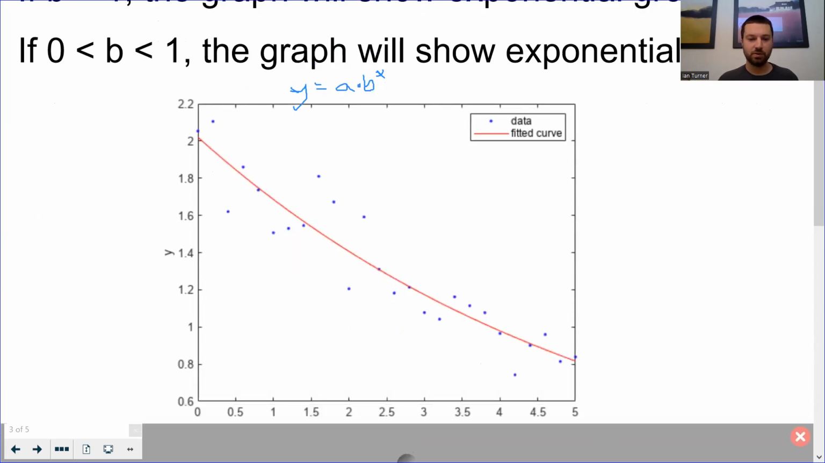I don't know what any of this data is, but you can see we kind of have exponential decay here. Okay, so we got an exponential function. It's going out like this. And that is something we'd want to fit an exponential regression to.